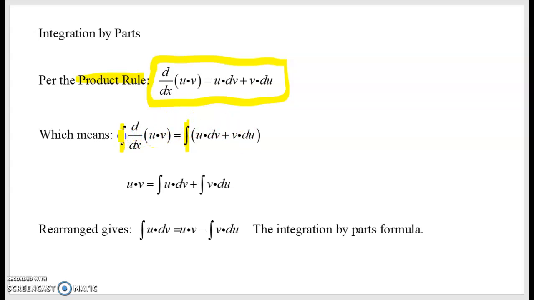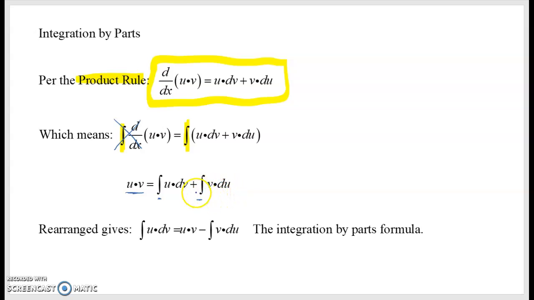Now on the left hand side, where I've got the integral of the derivative, that just cancels out. So if you think about what we've got there, this integral and this derivative knock itself out and just leave the u times v. Now on the right hand side, I've got the integral of this sum, and through a sum difference rule of integration, we can take the integral of those two things separately. So in this case, you see u times v equals the integral of u dv plus integral of v du.